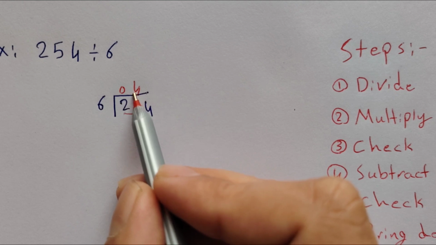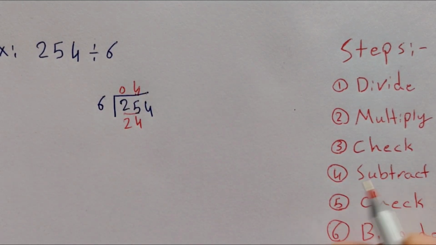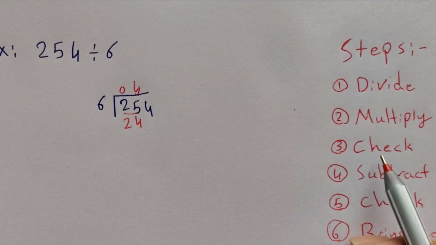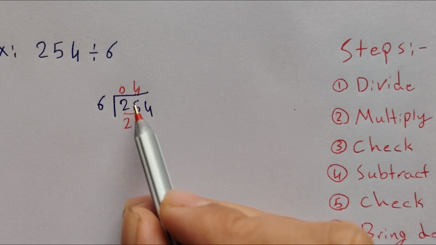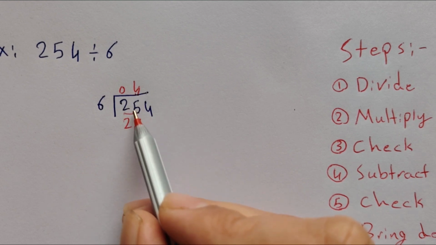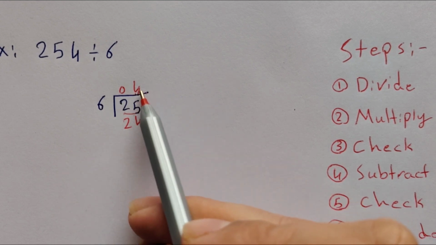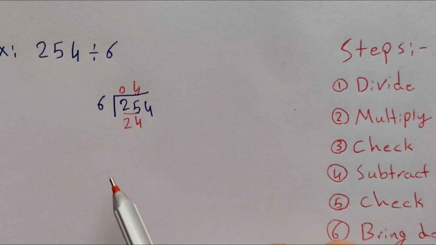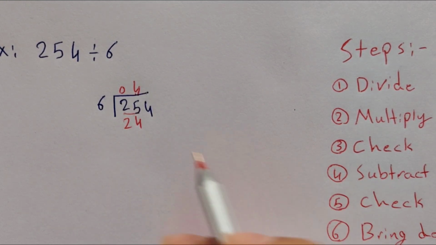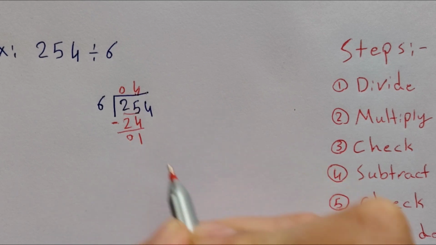Then second step, we multiply. We say 4 times 6, which is 24. Then we will check. That check means we will check our product, the 24. That one cannot be bigger than the number above, so the 25. If it's bigger, that means our quotient is wrong. We will change it and make it less. But since it's less than the number above, we will go to the next step, which is subtract. So we say 25 minus 24, which is 1.